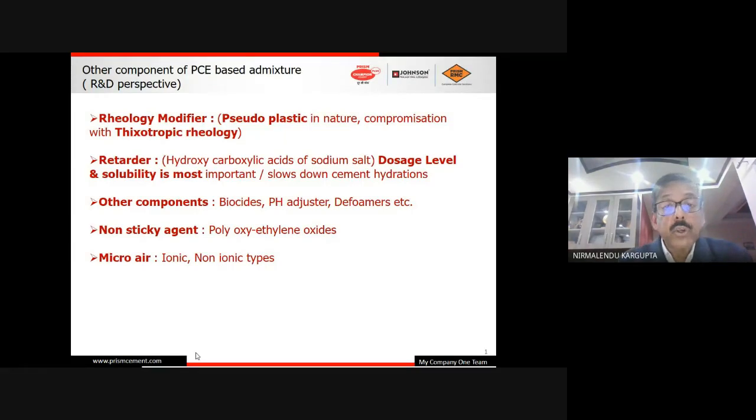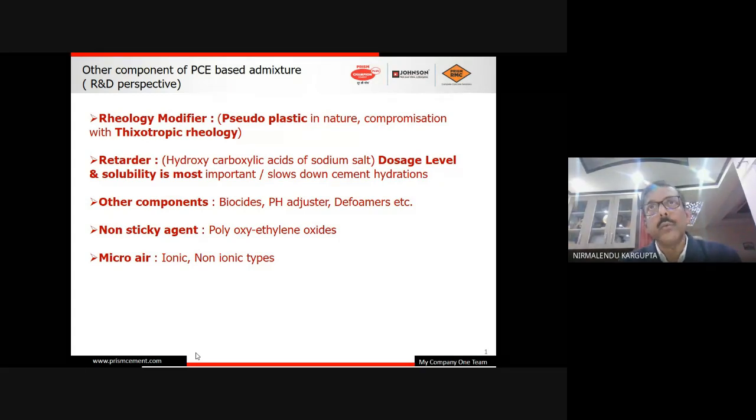Retarder: hydroxycarboxylic acid of sodium salt. You know sodium gluconate, everyone knows it now; it's not a secret. Sodium gluconate is produced when gluconic acid reacts with sodium hydroxide. It is a sodium salt of carboxylic acid.